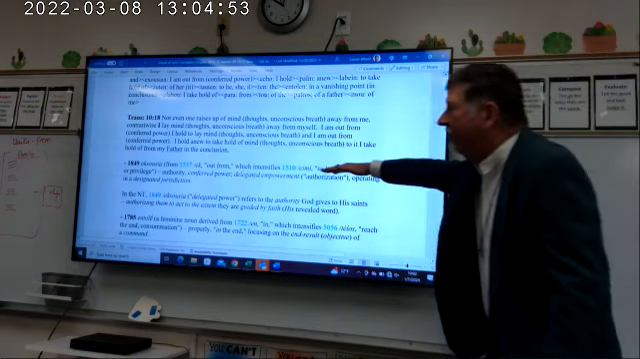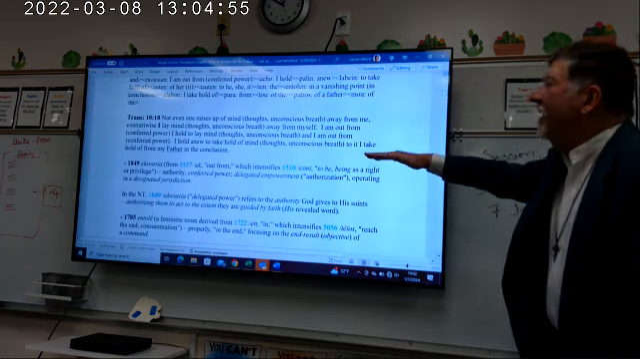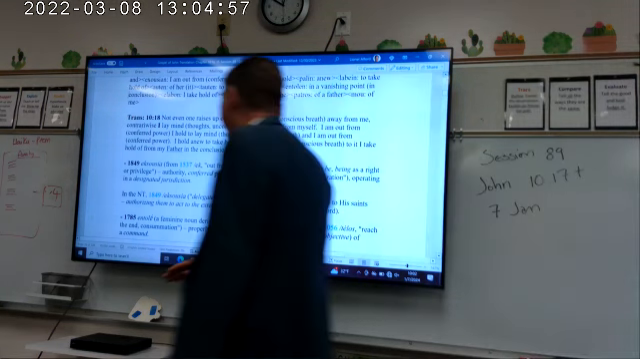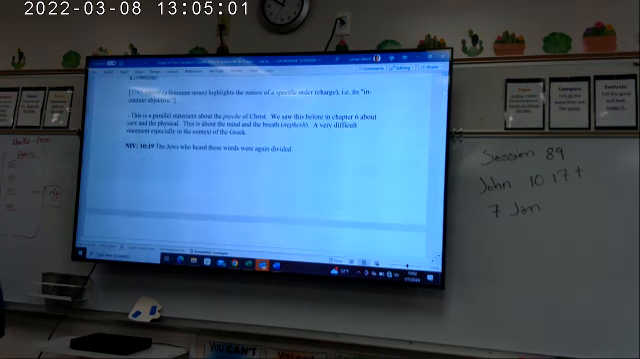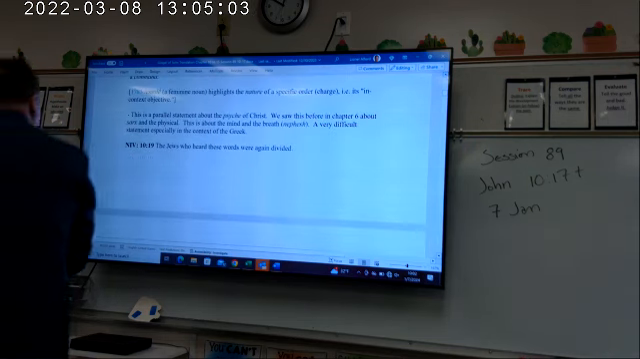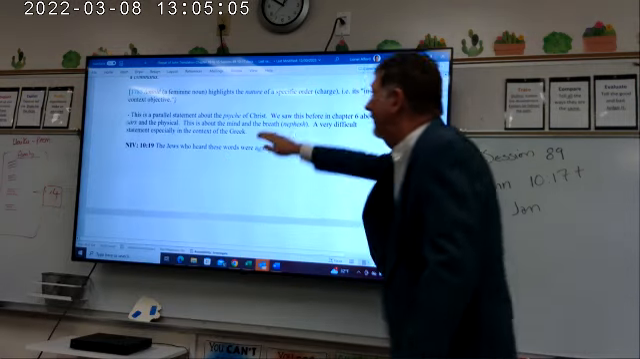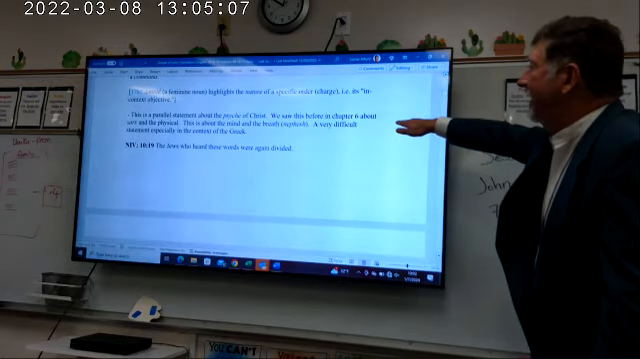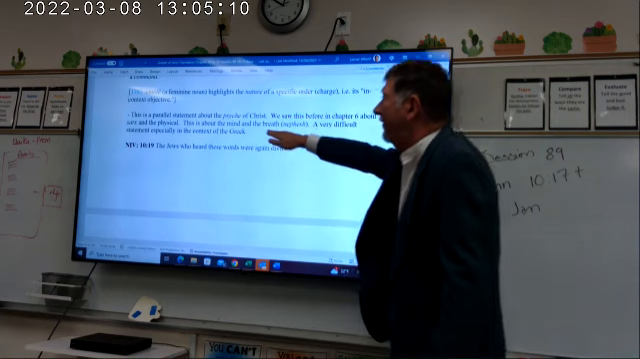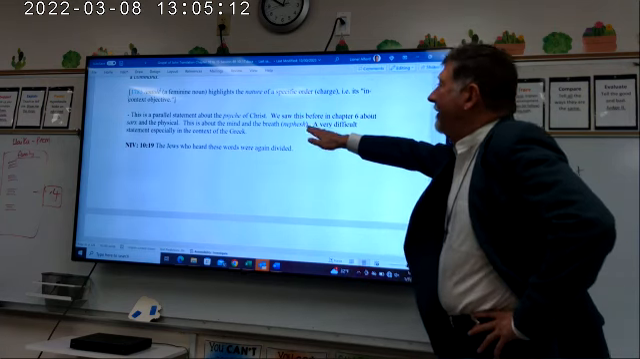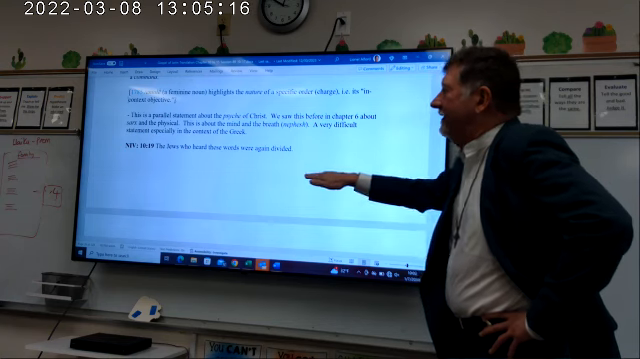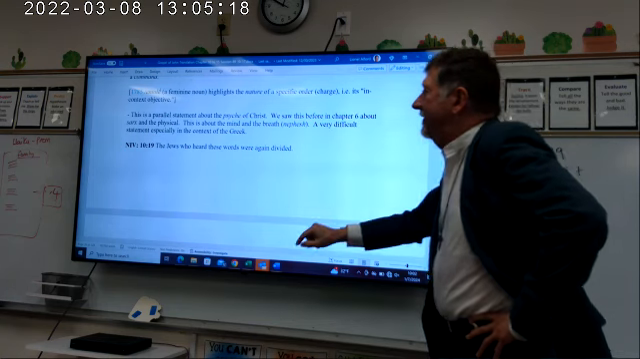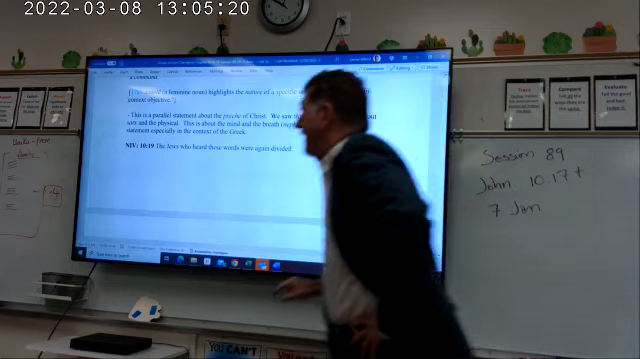This is a very complex statement in Greek. I've got some word descriptions here, but I don't think we need them specifically because you're kind of familiar with some of these. This is a parallel statement about the seeking of Christ. We saw this before in chapter 6 about sarx, the physical. This is the mind and breath, the nefesh. A very difficult statement, especially in the context of the Greek. But then it goes, the Jews who heard these words were again divided.